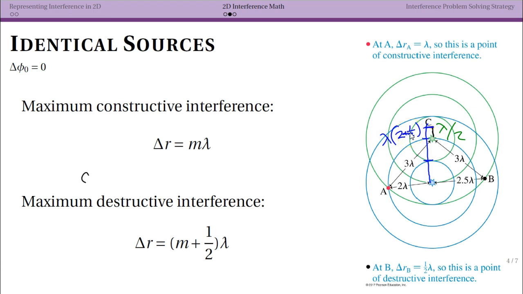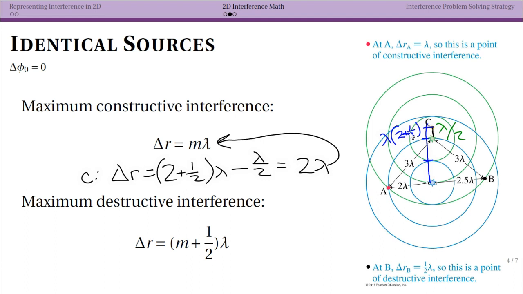And so for point C, if I take the difference in path length, that's actually 2 plus 1/2 lambda minus lambda over 2, which equals 2 lambda. So in this case, that is actually this model here. And remember that we also said that if your point is in between the circles, as it is in this case, it's perfectly in between your blue circle. It's also perfectly in between the source, which is at a peak, and the first circle. So this is a trough and a trough.